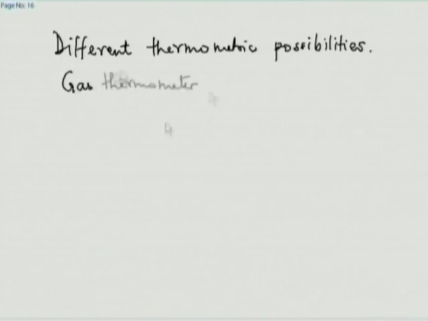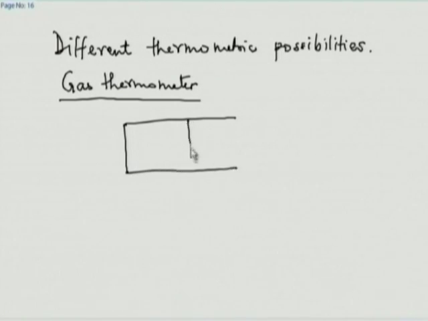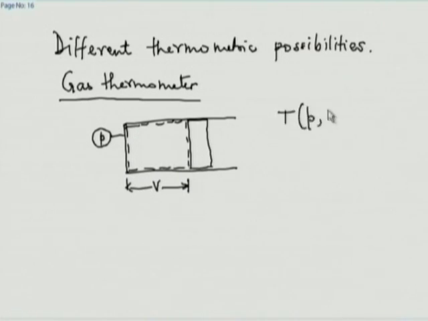So, the mercury in glass thermometer gave way to what is known as the gas thermometer. And the idea here was not to use a rudimentary system, but a gas in a cylinder piston arrangement, and its pressure and its volume are the two variables. And hence, any property of this system, and mind you, pressure and volume are primitive variables. So, any property of this system, including the temperature, would be a function of these two variables. So, we now have to define temperature as a function of pressure and volume.